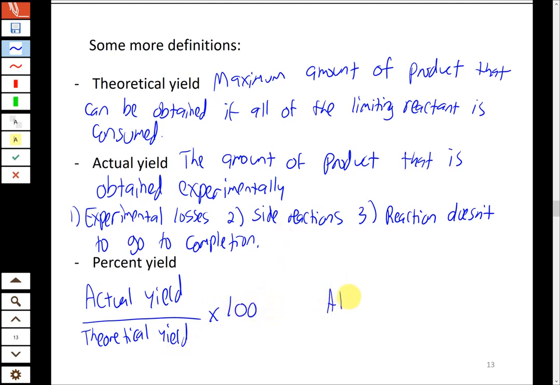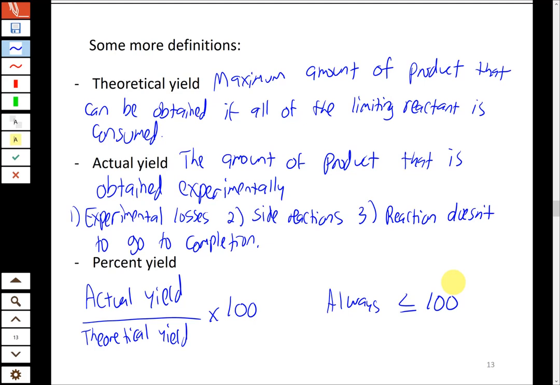All right, and again, your percent yield will always be less than or equal to 100. If it's a greater than 100% yield, then you did something wrong in the calculation, or if you're doing it in a lab, you did something wrong in the experiment. Okay, so there's always going to be a number less than or equal to 100. And so that's another thing we can calculate.